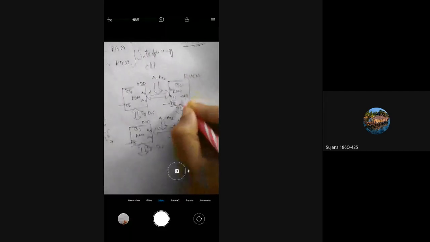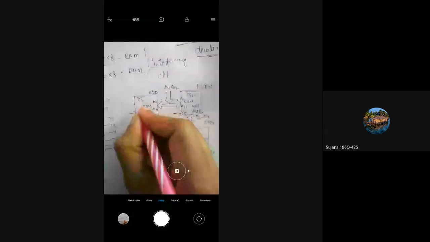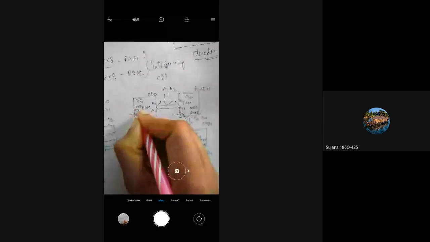So memory read, memory write. Again here also I have memory read and memory write pins. These pins will be connected to the read and write of 8086. Okay. So this is how we have to do the interfacing.